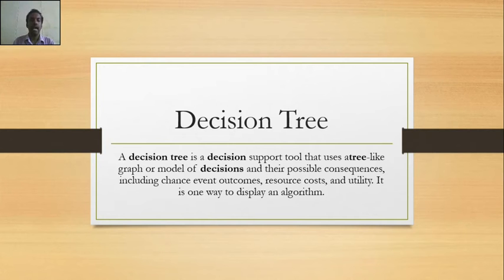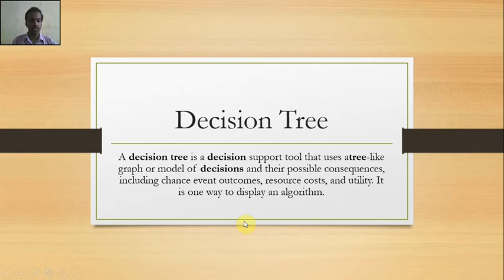Hello everyone, I'm Nitin again, and today I'm going to talk about decision tree. A decision tree is a decision support tool that uses a tree-like graph or model of decisions and their possible consequences, including chance event outcomes, resource cost, and utility. It is one way to display an algorithm.